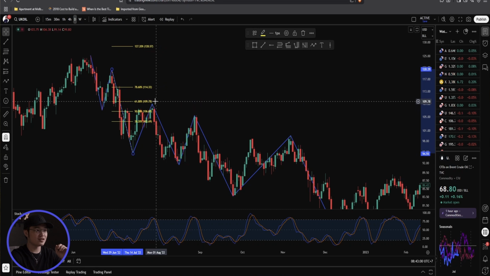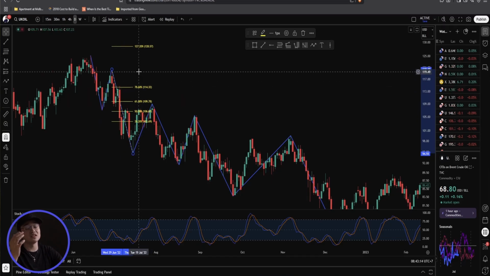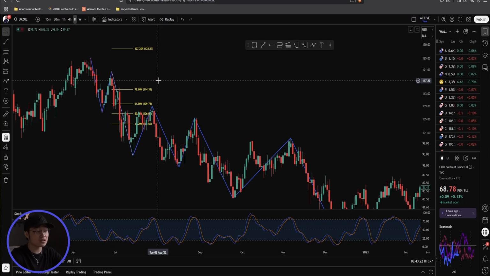Look here, another one, 61.8% has been hit. We can see this is the supply zone right here, and the supply zone is aligned with the 61.8 and 78.6%. And of course, the alignment or clustering of the Fibonacci level with the classic support resistance, classic supply and demand, should be a very strong level.